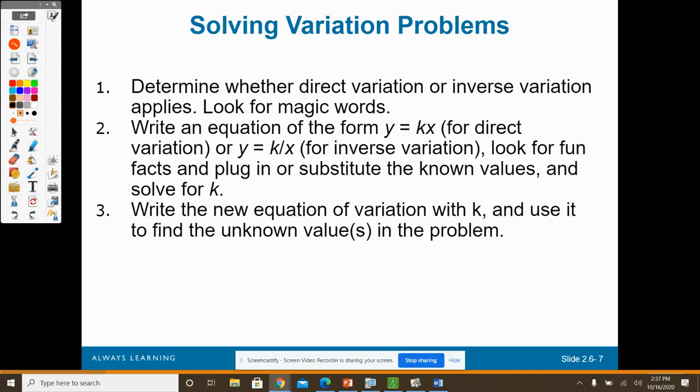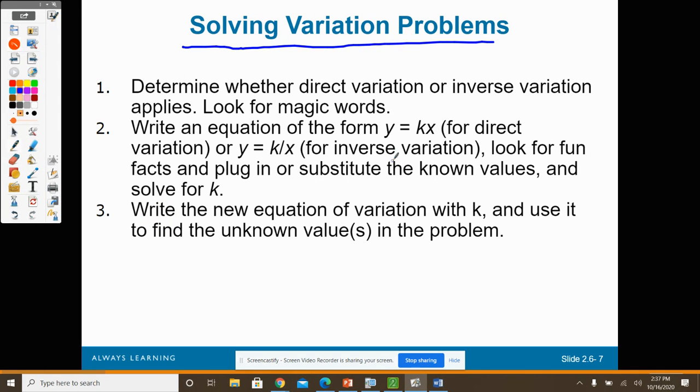So how do you solve these problems? It's pretty easy, actually. You read the problem for magic words. So I say look for magic words. You're looking for varies directly as, or varies inversely as. And as soon as you read the magic words, you write down either y equals kx or y equals k over x. After you read the words, you write that down. Then you look for what I call the fun facts. Look for fun facts and plug it in. That will let you find k. And then you will write your new equation and use it.